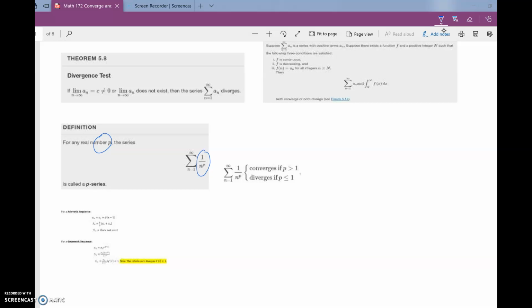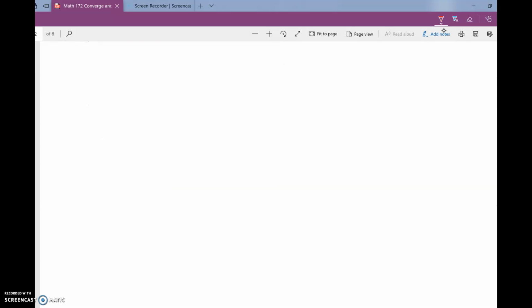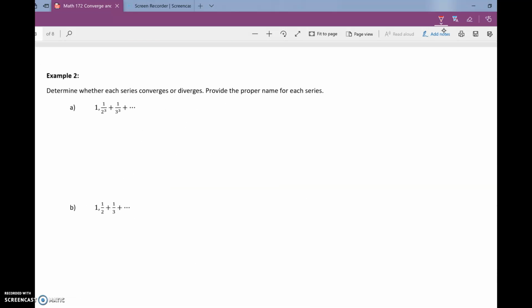And if you can express your series as 1 over n to the P, then the following is going to be true for a P series: if the value of P is less than or equal to 1, it's going to diverge. If it's greater than 1, it's going to converge. So all you have to know and state is that the series is a P series, and then mention the value of P, and if it converges or diverges. Okay, so let's take a look at the first example.